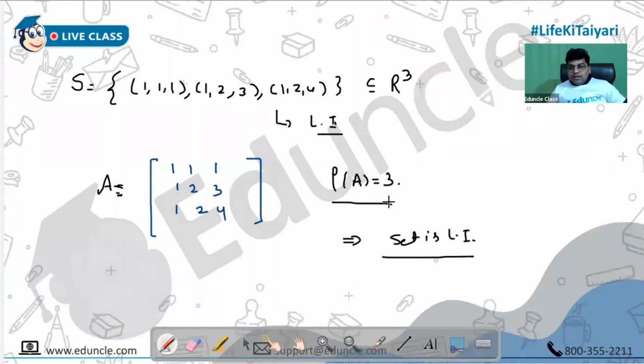What is the meaning of the rank is 3? Basically you must understand you have only 3 variables now, not by the dimension. Dimension is a different concept. How many variables are here? If you introduce a, b and c, 3 variables are introduced, so the number of variables is 3. So you can say this set is LI.